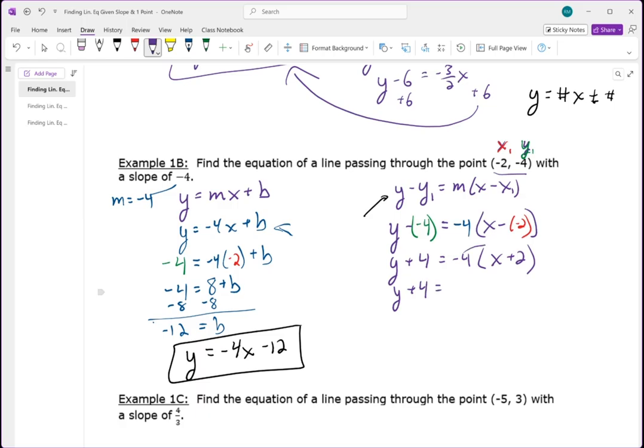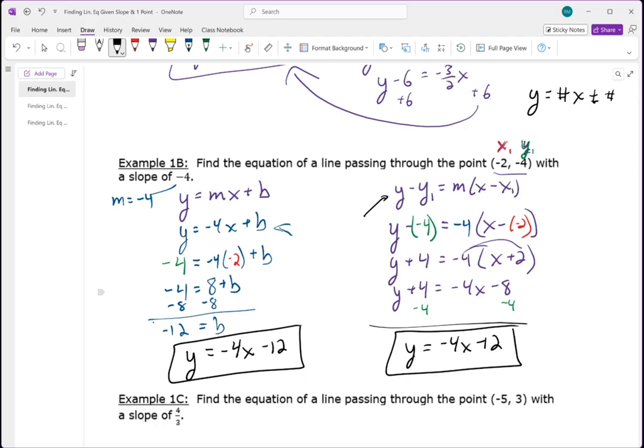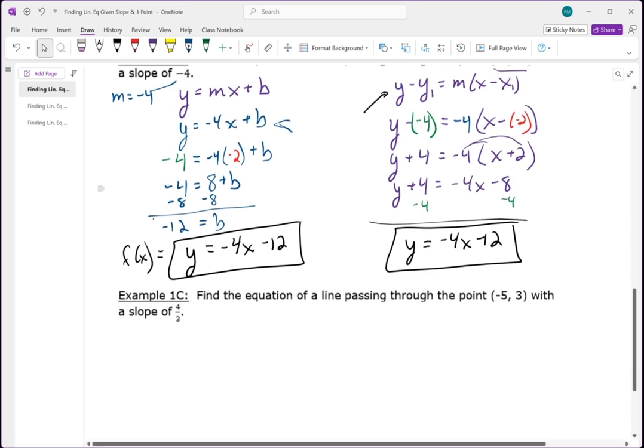I'm going to first distribute the -4 through to make it -4x minus 8. And then I'm simply going to subtract 4 from both sides. And that will give me y equals negative 4x minus 12. Or we could also write that as f of x equals negative 4x minus 12. Same equation, two different ways of doing it. So really, it's up to you on how you want to complete it.